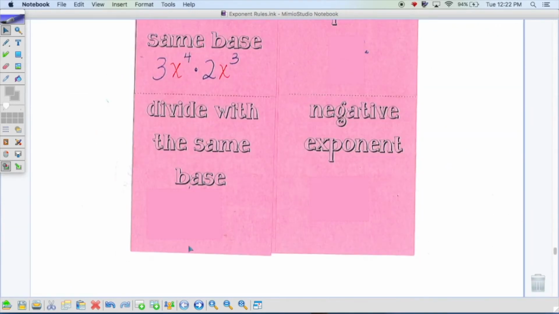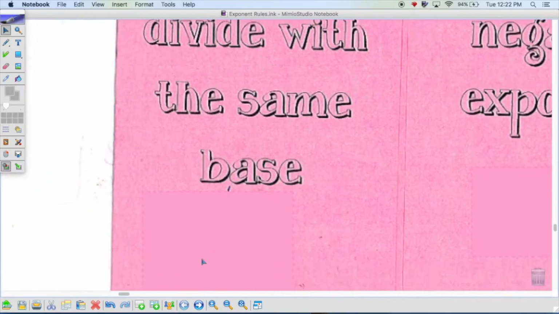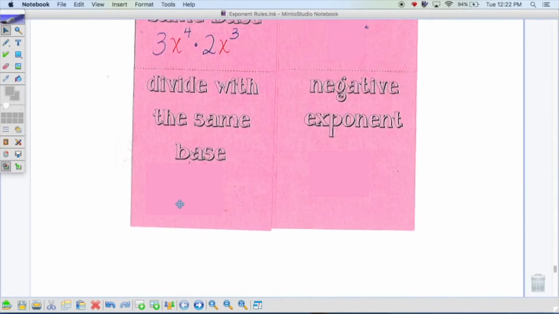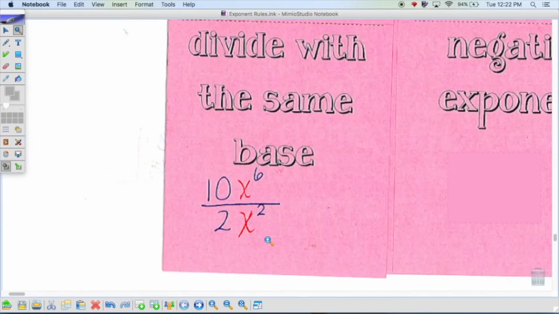And let's look at dividing with the same base, and hopefully you can guess what the shortcut would be here if we divide with the same base. An example of dividing with the same base would be something like this. 10x to the 6th divided by 2x squared. We're dividing and they have the same base. You can only use these rules if they have the same base, if they both have x or both have y or whatever they both have. This is an example of dividing with the same base.